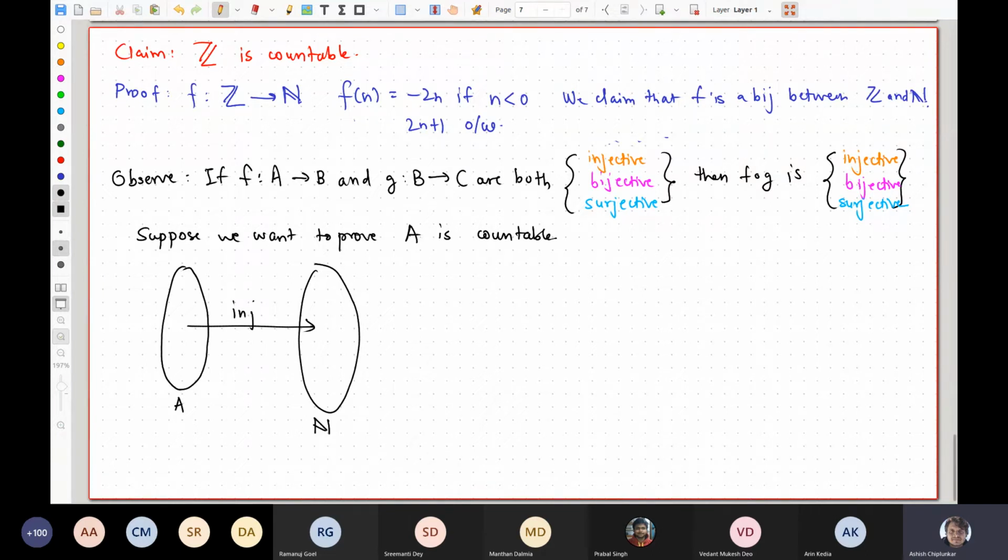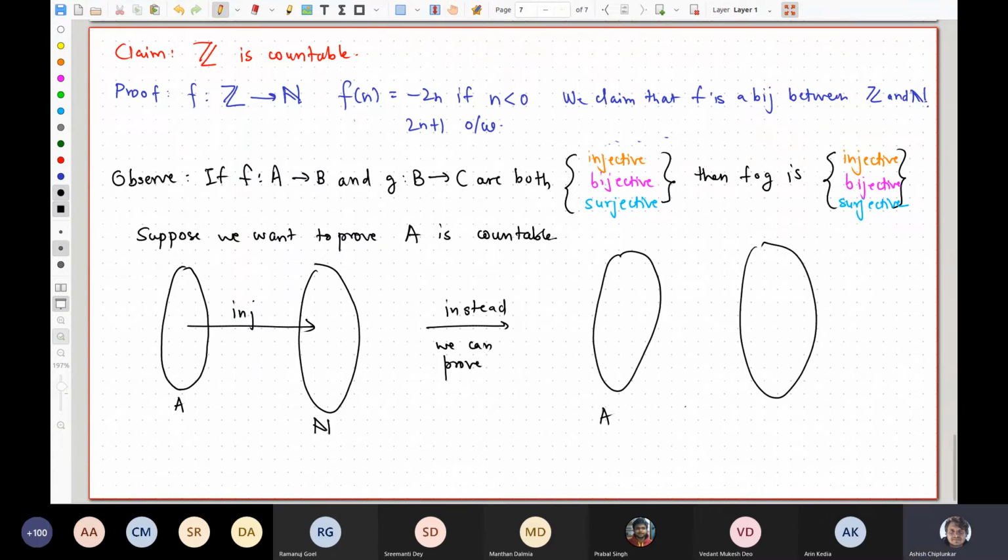But then due to these properties, we know that every countable set has an injection from itself to N. So instead of getting directly an injection from A to the set of natural numbers, sometimes it might be easier to get an injection from A to some other set B, where B is known to be countable. And then you show that there exists an injection.